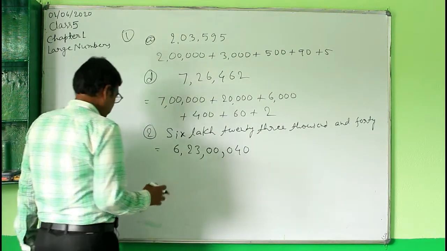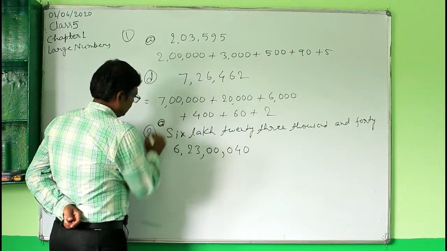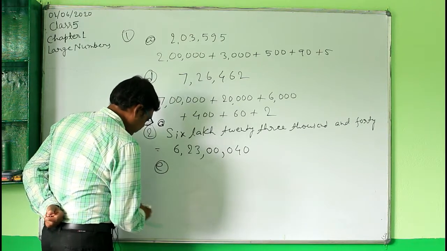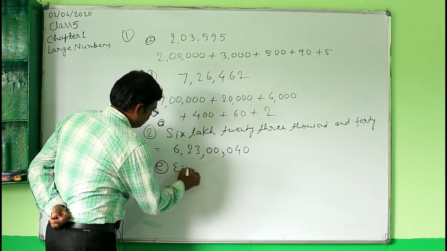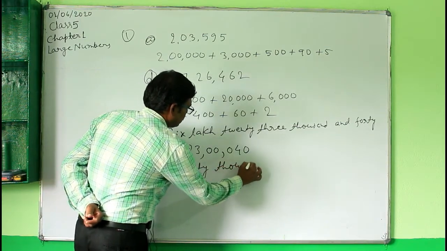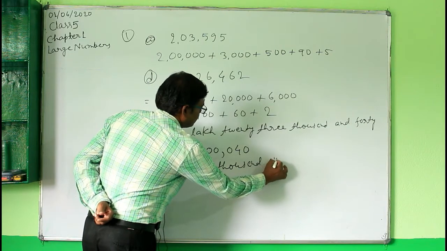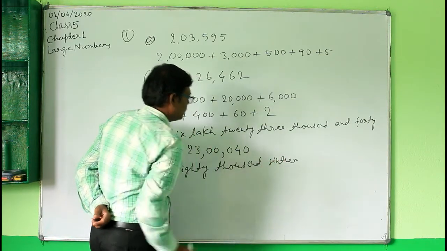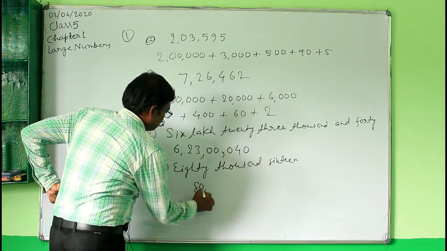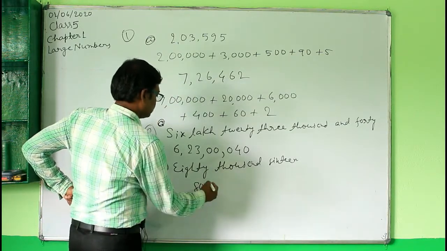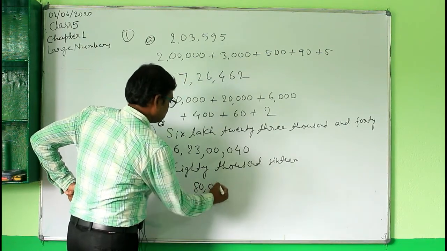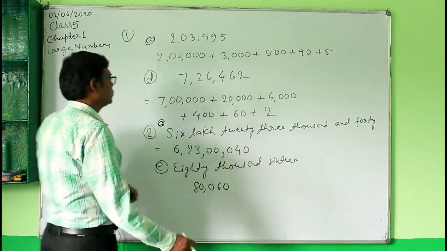I will now solve question number E. In E, you have 80,016. So 80,000. Write here 80,016. Again here you put 00 because in this case it is 16 only, this much. So this is the answer in this case.